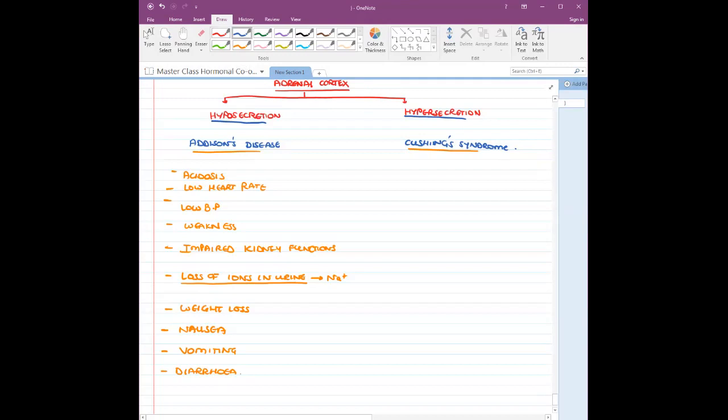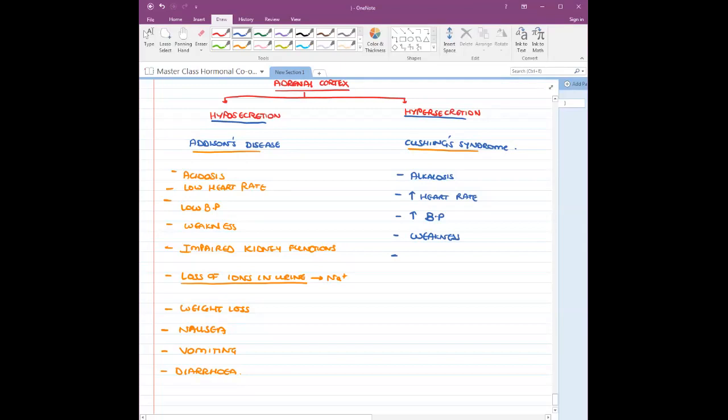Okay, but now let's try to see on the other side, how is it going to be? So in your Cushing syndrome, guys, you are going to have alkalosis. Here you had a low heart rate, here you're going to have high heart rate. Here you were having low BP, here you're going to have high BP. Here also it was weakness, guys, and here also it is going to be the same thing. You're not going to be excessively active, so this is also going to result into weakness.